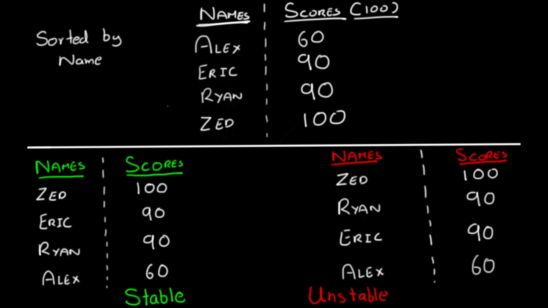But when you look at our unstable sort, even though the sort is correct numerically, the table does not hold the same order as the parent, in the sense that Ryan appears before Eric.